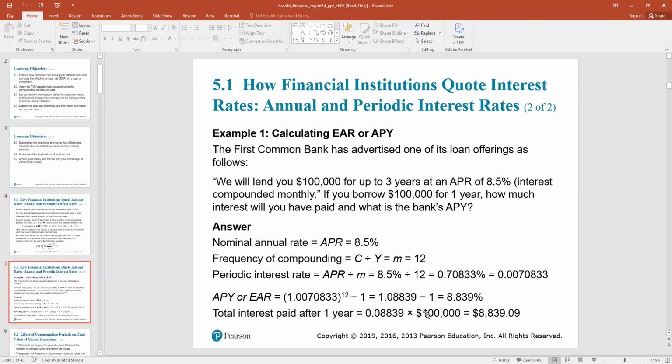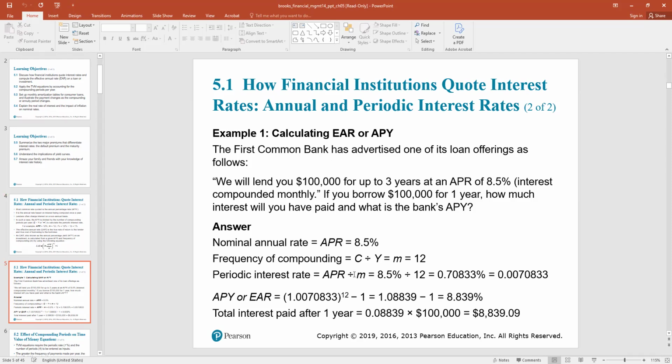So let's get an example here. The First Common Bank has advertised one of its loan offerings: we will lend you 100,000 for 3 years with an APR of 8.5%. Look, they quote an 8.5% rate. However, in reality, you're going to be paying much more. Interest is compounded monthly. If you borrow 100,000 for 1 year, how much interest will you have paid, and what is the bank's annual percentage yield?